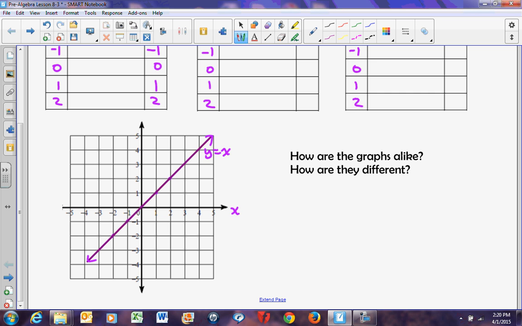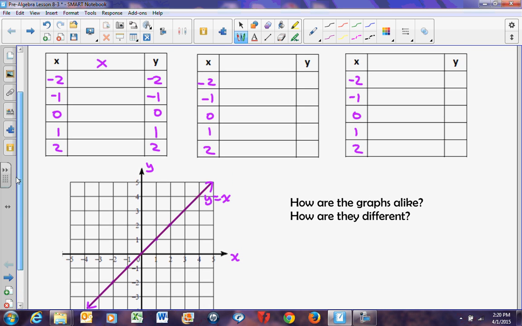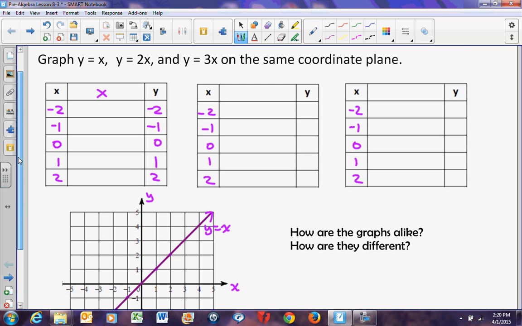Very important that we label which equations are which once you have more than one equation on a graph. Now this equation is y equals 2x. So I'm going to have 2 times negative 2, which makes negative 4. 2 times negative 1 makes negative 2. 2 times 0 makes 0. 2 times 1 makes 2. And 2 times 2 makes 4.